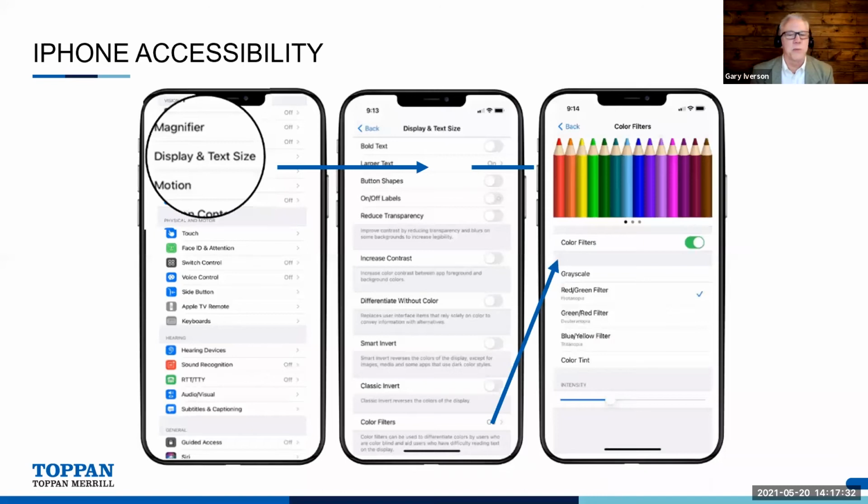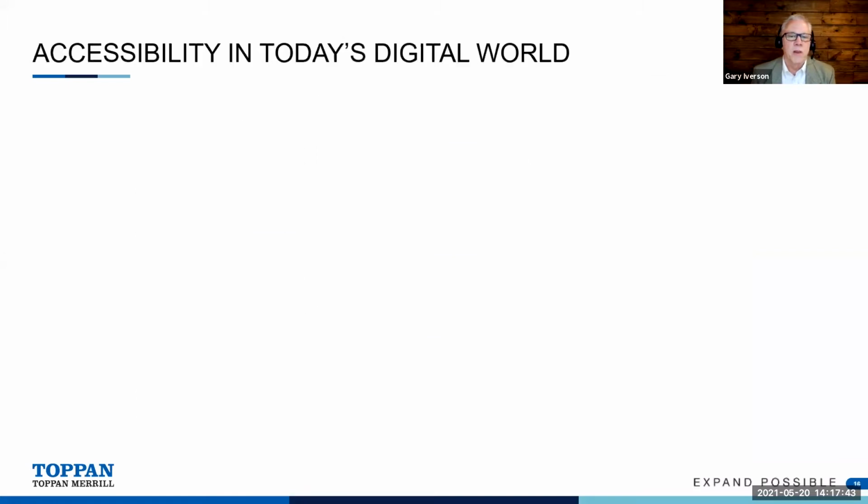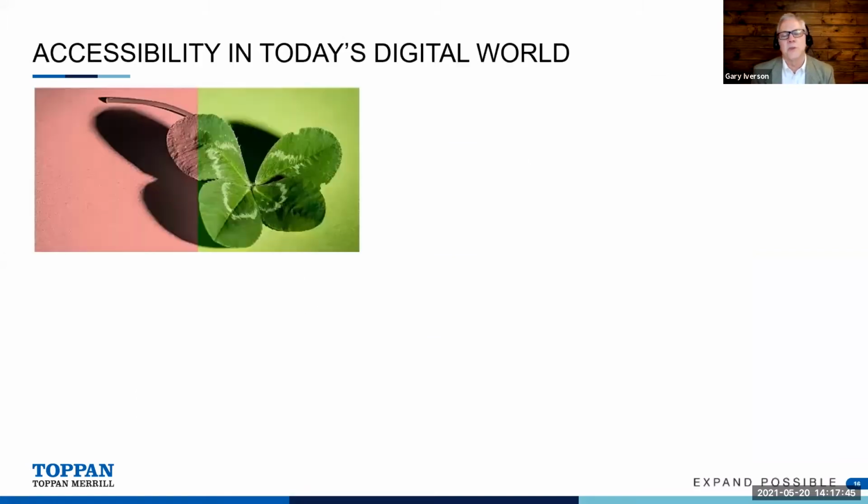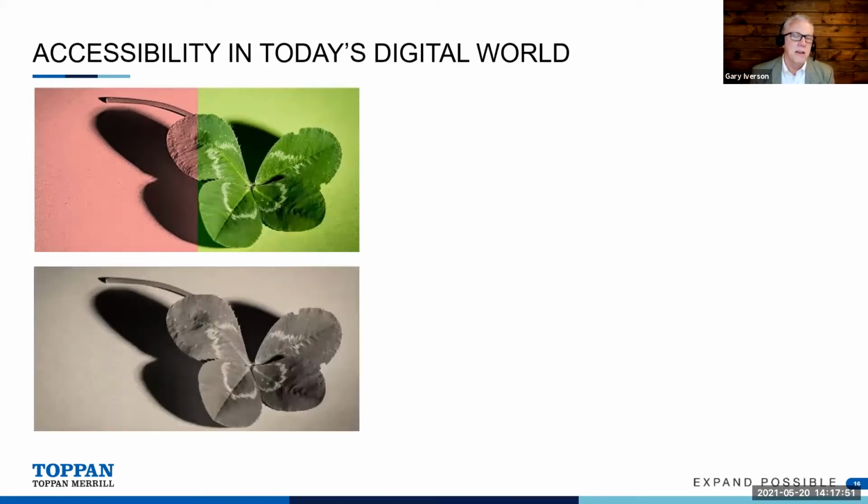Here, Apple has something also very interesting. They have preset filters for colorblind options. And that brings us to the next user experience. So here is an image of a clover. It's half pink and half green. And this is what it looks like to somebody who's colorblind in that red-green spectrum. It's gray with no distinction.